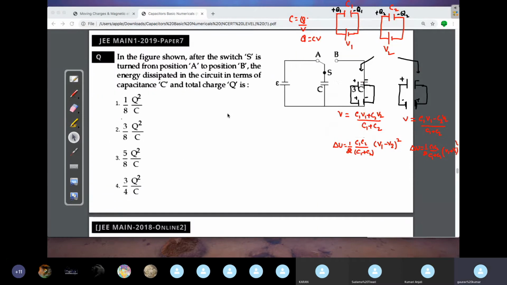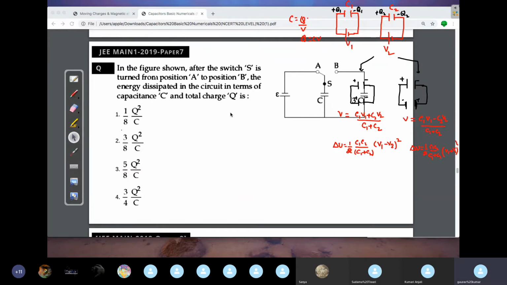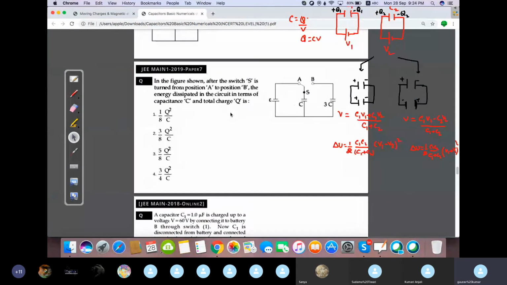Let's see the next question now. So what we have here is the same question, exactly the same, there's no difference. You all can try this question fast. Give me the answer. There's nothing in this question. Please solve it fast. Again, same question. You're switching the switch from A to B. So the energy dissipated in the circuit, you have to calculate in terms of C and Q.